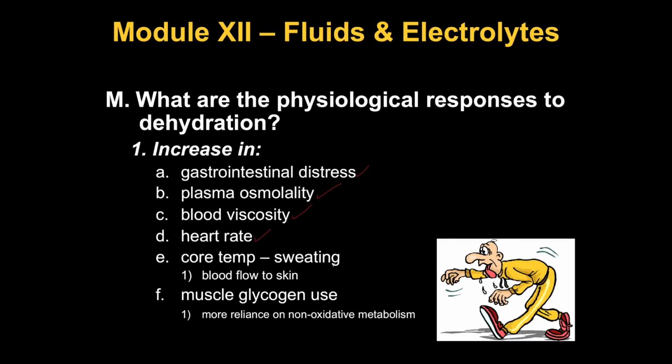The core body temperature is going to increase, which then is going to promote sweating. So there's going to be a redistribution of red blood cells from the core or the central cavity of the human body to the periphery. So we're moving blood from the central area of the human body and pushing it out to the skin. So that means there's less available blood now to the working muscle, which means there's less oxygen getting to the muscle, which means that we're going to rely more on non-oxidative metabolism and thus muscle glycogen for ATP production.